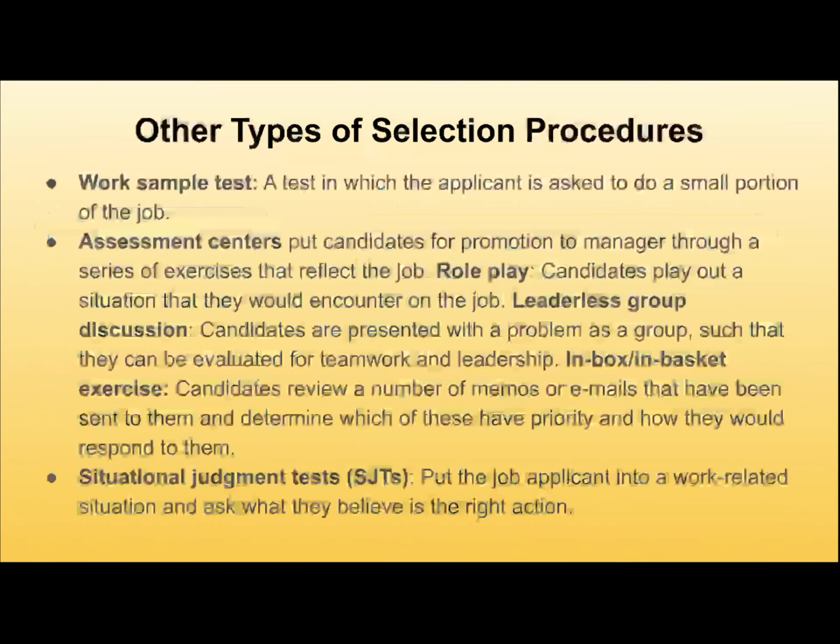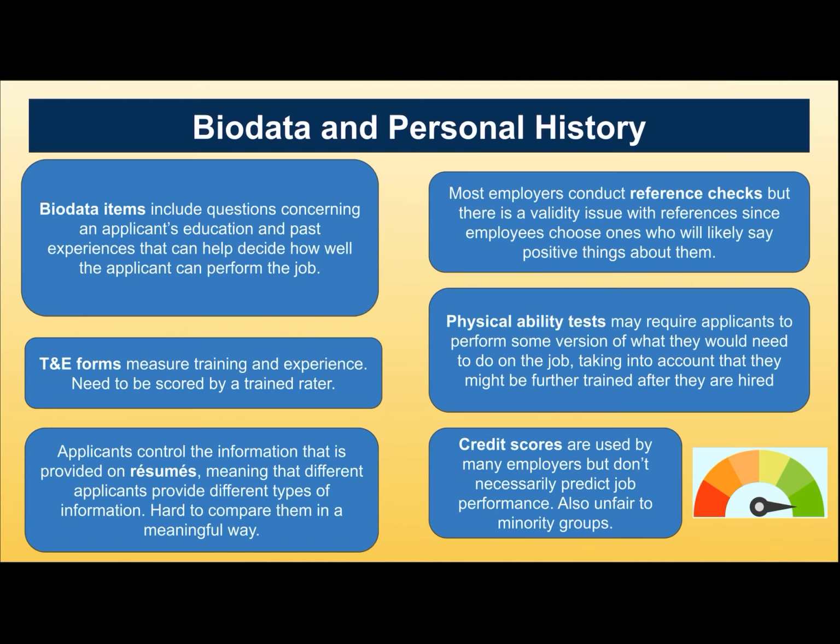Finally, we talk about situational judgment tests, SJTs. These put the job applicant into a work-related situation and ask what they believe is the right action. So they're not necessarily doing the work, but they're more asked to imagine that they're in a situation at work, and then they tell how they would handle it.